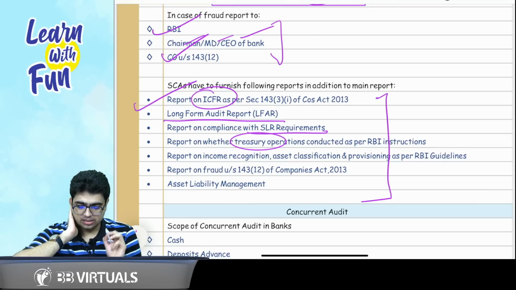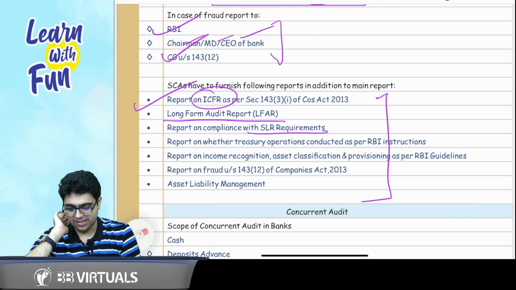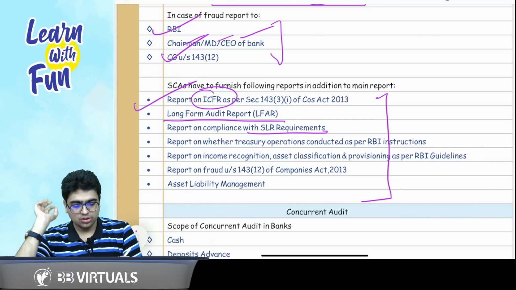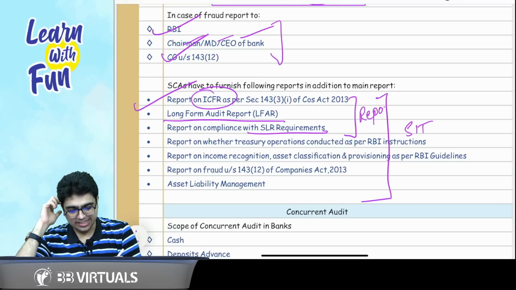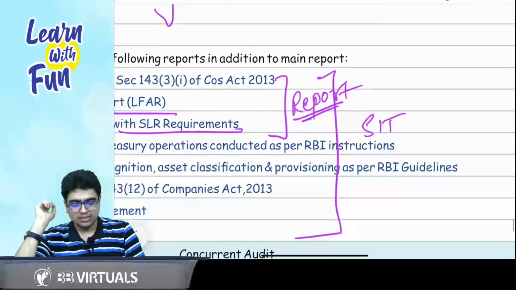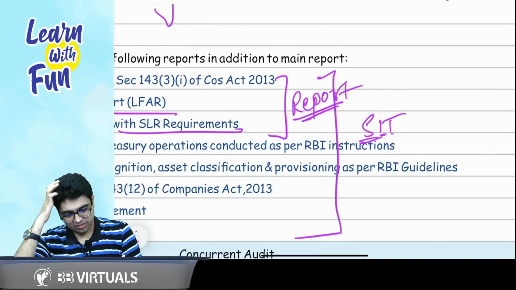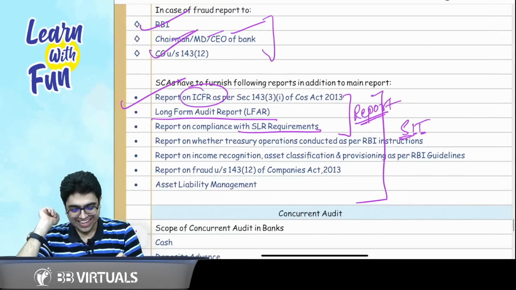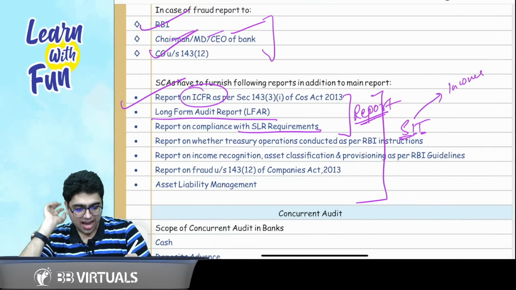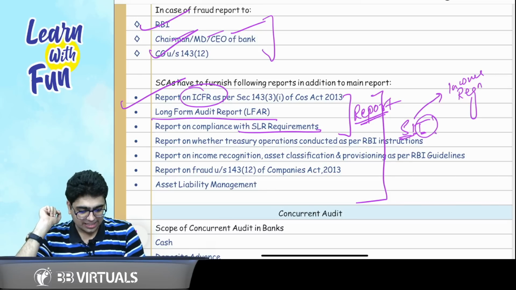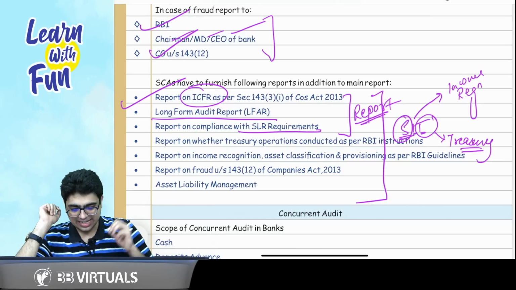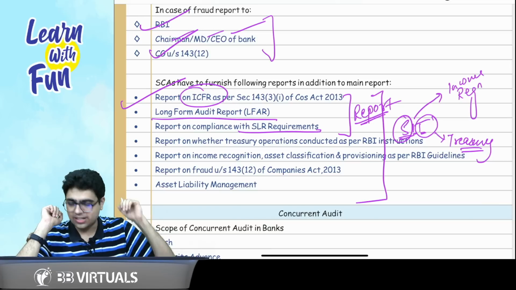Treasury operations. So for this, for intermediate, I have done one thing. Please remember this: you just need to sit and report on these three rhyming matters. Sir, what do you mean by sit? I forgot, what did S stand for, sir? I remember income recognition. Okay. T for treasury operations. Then what does S stand for?